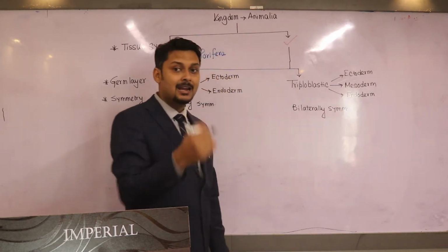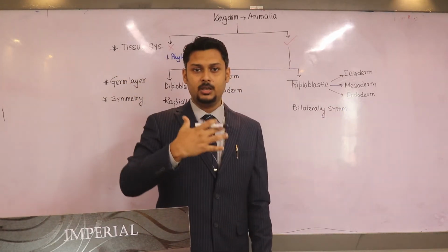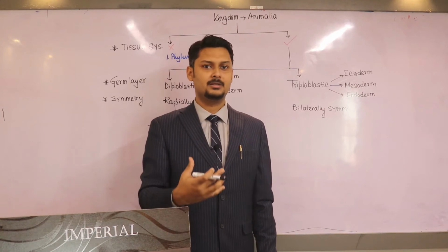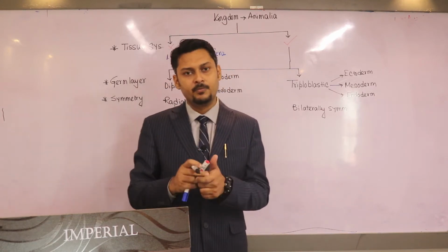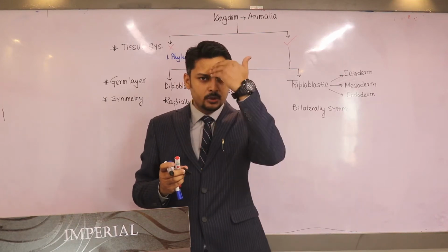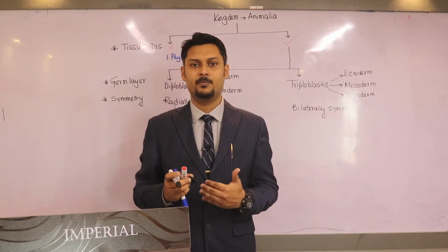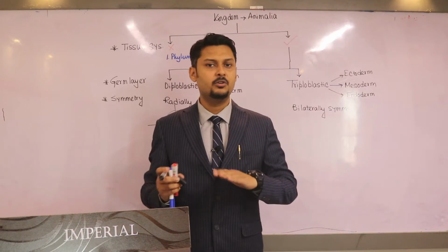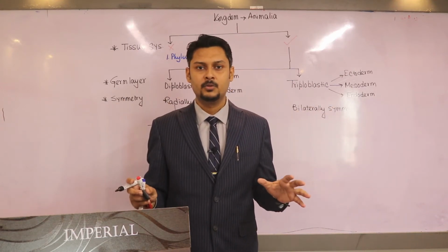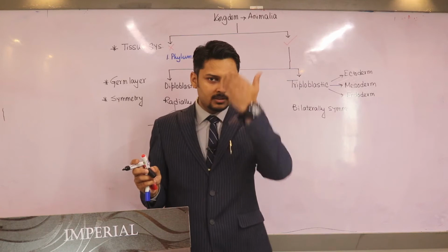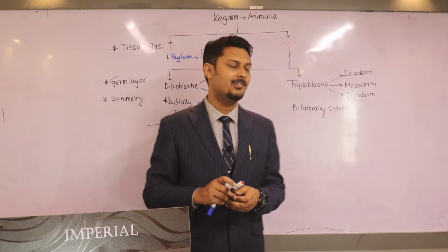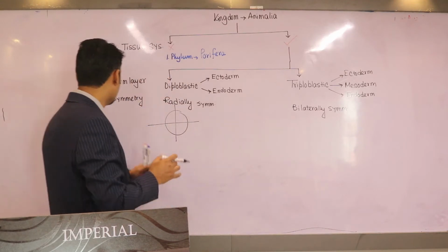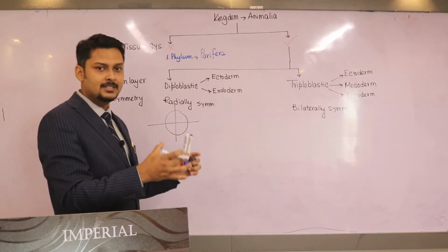So bilaterally symmetrical means, suppose if you take me or human beings, if we cut the human from this portion, from this half, it will be equal halves. If we cut through the belly portion, it will not be equal halves. So if we cut from this portion, it will create a mirror image. So this is the bilateral symmetry. Remember this.